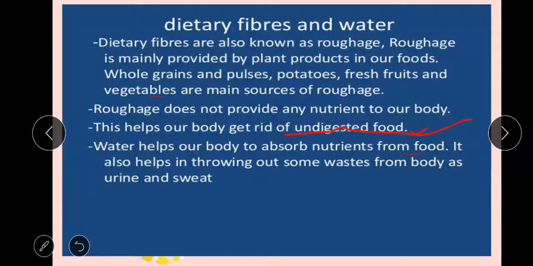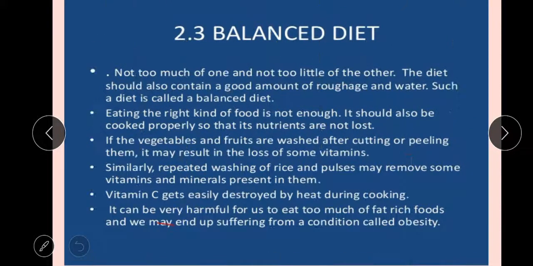Water helps our body to absorb nutrients from food. It also helps in throwing out some waste from the body as urine and sweat. Sweating is also a process of excretion of waste material from our body. Hence, sweating is good for us, but not in excess amount.